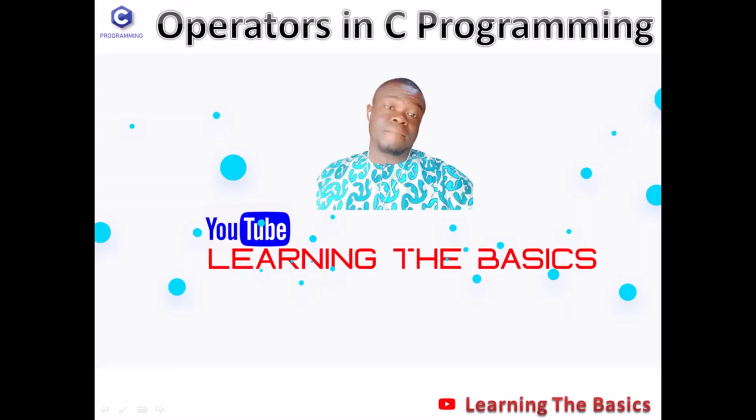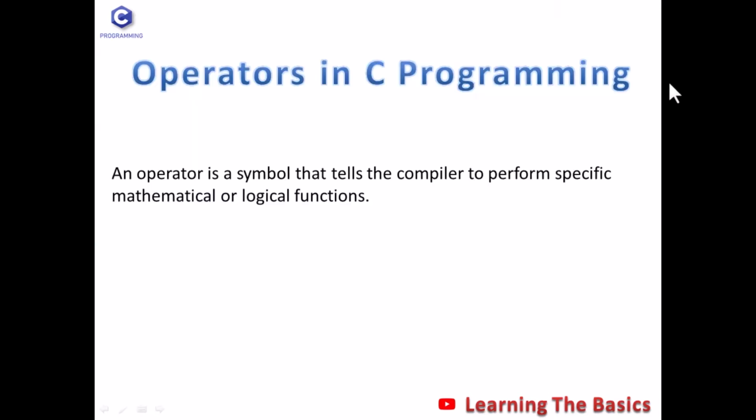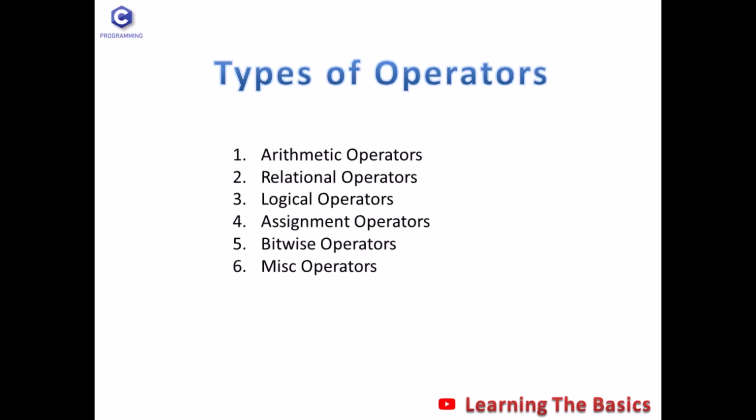Hey guys, welcome back. In today's video, we'll be taking a look at operators. Now, what is an operator in the C programming language? An operator is a symbol that tells the compiler to perform specific mathematical or logical functions. Types of operators.